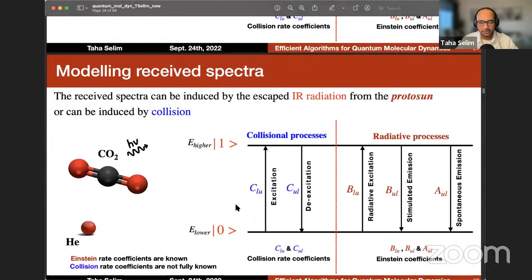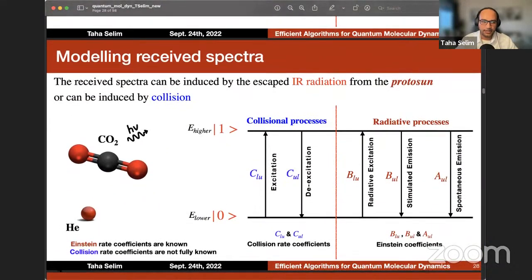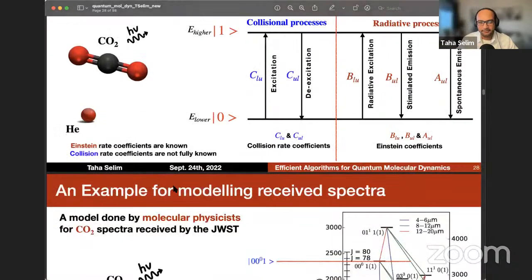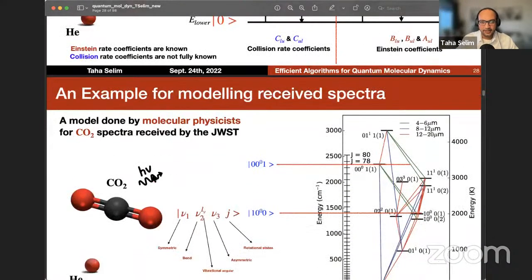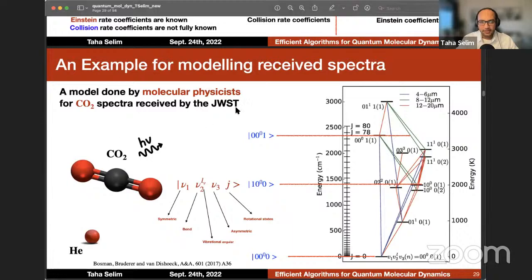Here we come to the dilemma that we have. Einstein rate coefficients, the ones coming from the IR excitation, are known mostly for small molecules. However, collision rate coefficients are not fully known and not fully computed. For that, we see here a model done by molecular physicists for CO2 spectra received by the James Webb Space Telescope.